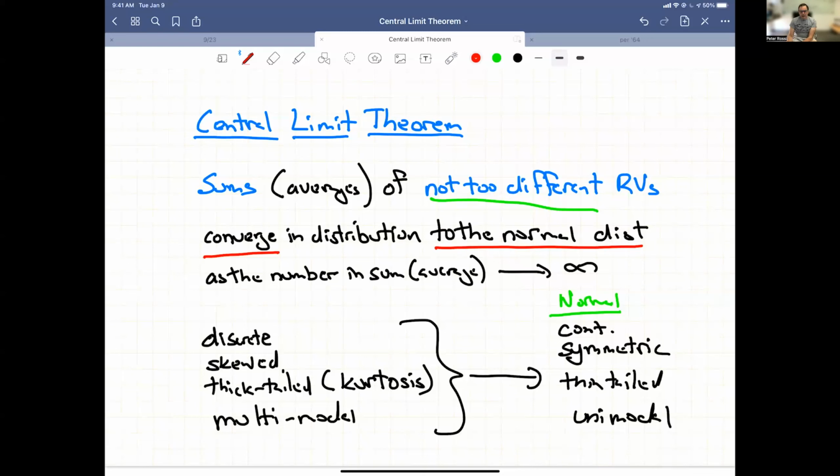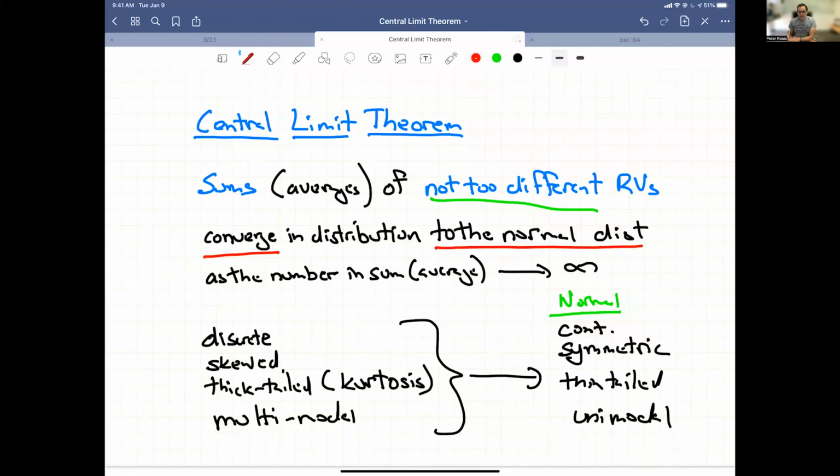Even that kind of violation of normality can be essentially eliminated by averaging. Now remember, this is an asymptotic result, meaning that the number of terms in the sum, the number of random variables being averaged or summed, may have to be very large in order to get rid of it. That's particularly true for the thick-tailed aspects of distributions. It's very hard to get rid of thick-tailedness, but it can be done. The central limit theorem does apply.